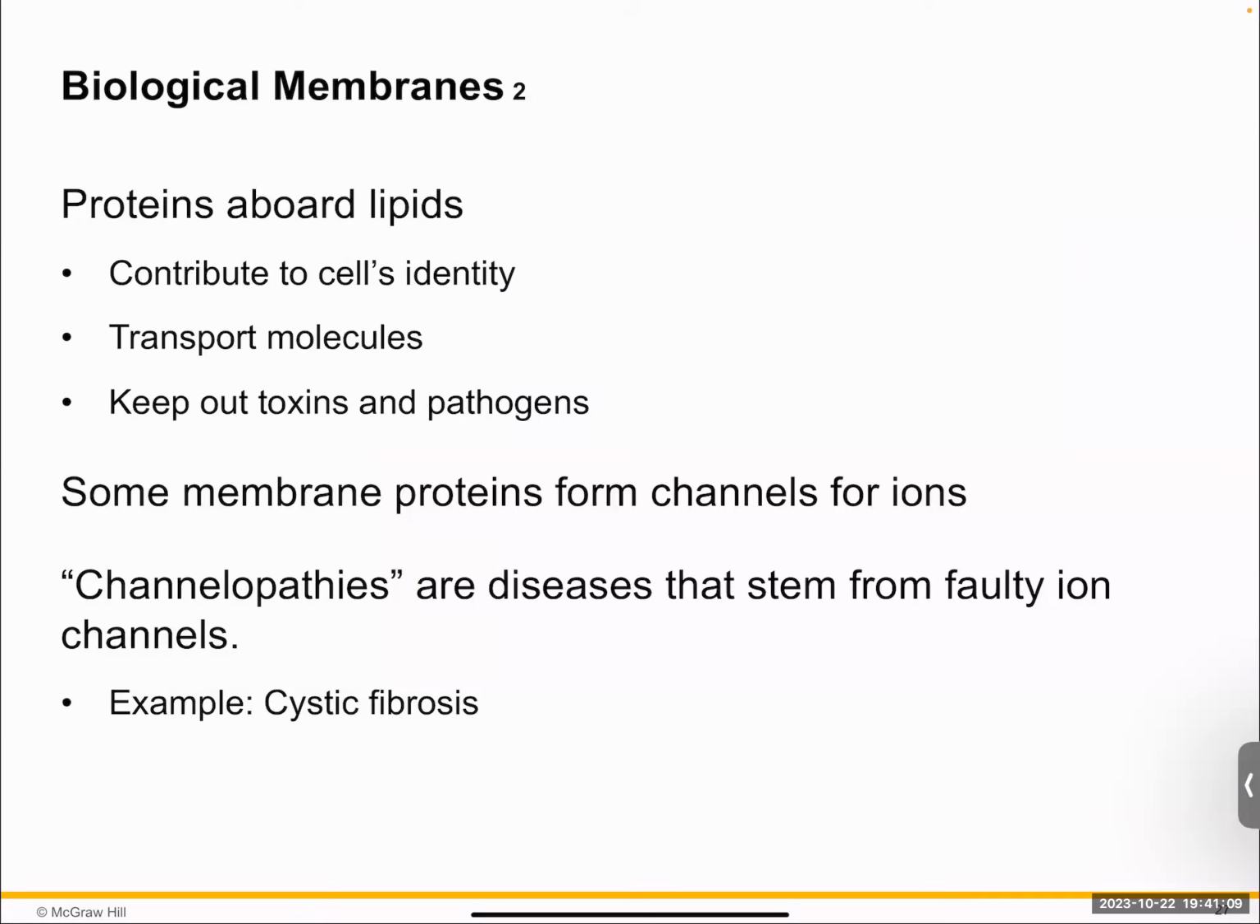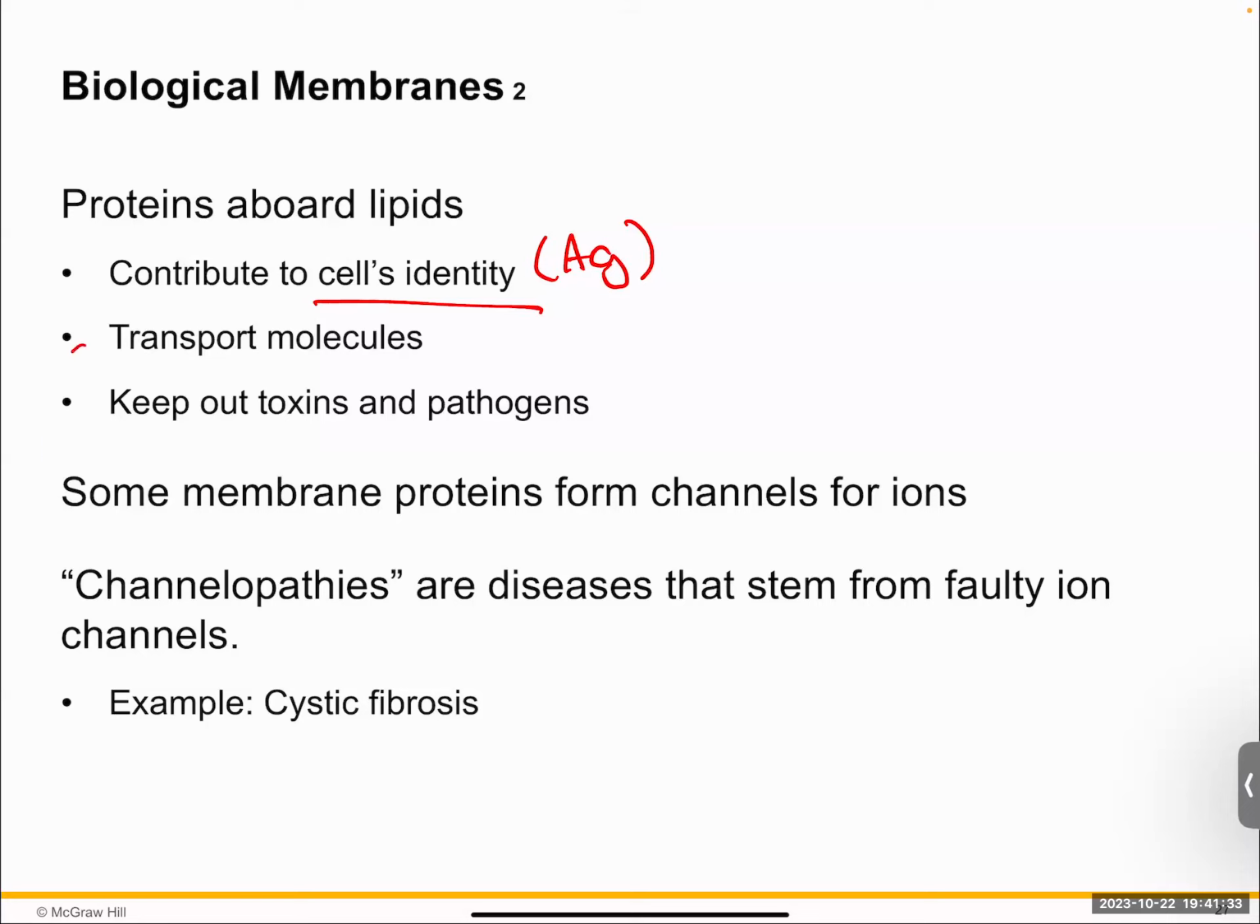Proteins within the lipids, what is their job? What do they do for us? Why do we need to have them in the membrane? They help us identify the cell as a very specific type of cell. These are usually referred to as antigens or AG. They are helping with the transport of molecules in and out of the cells.